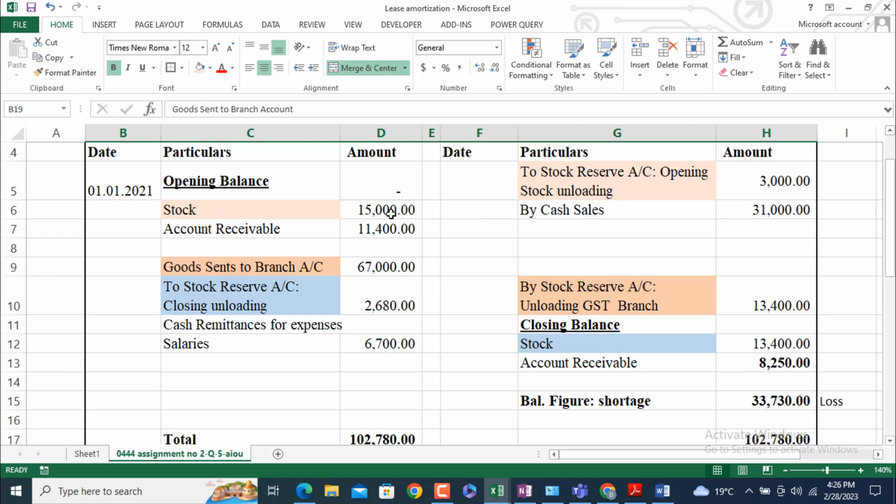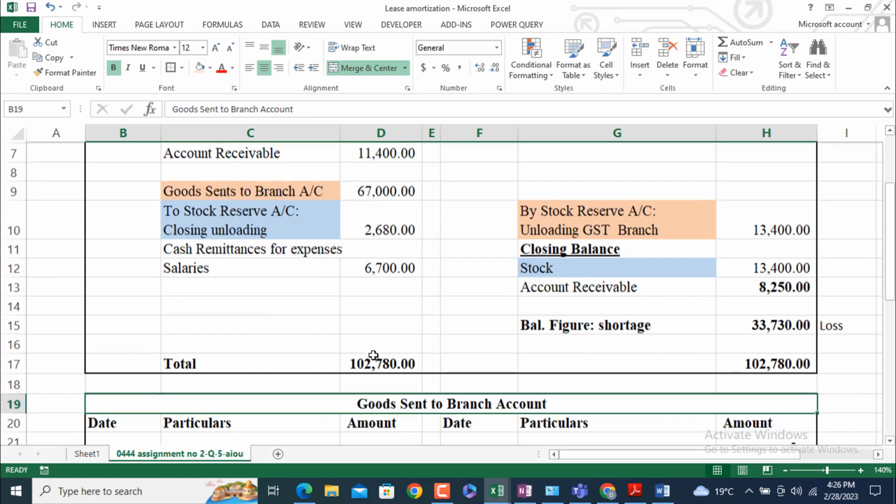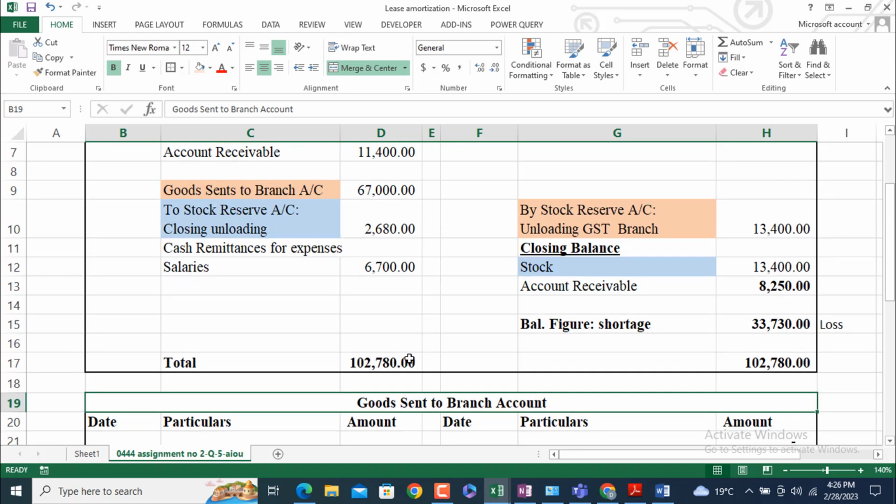Because we are going to find the profit after completing this branch account, we need to find the profit at cost. That's why we are going to make adjustments together along with the original entries or information given to us. So, cash remittances for expense, only salaries, 6,700. This side is completed: 102,780.